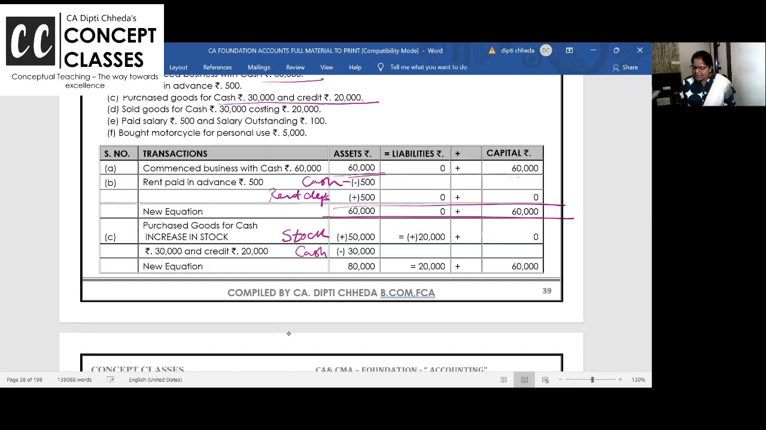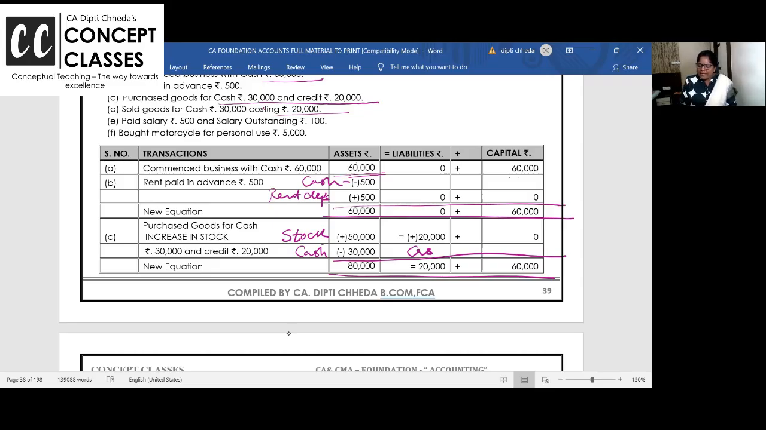Why is stock increasing by 50,000? Because you have done purchases of 50. Then why is cash reducing 30? Because you paid only 30. The 20, you have purchased the goods on credit. So this will increase your liability, creditors. What is your new equation? 80,000, 20,000, 60,000. It's a superb analysis, I'm telling you. After this, some of the chapters are going to be super easy, subsidiary books, ledgers and all. But when this is there in the syllabus, you should know the interpretation.